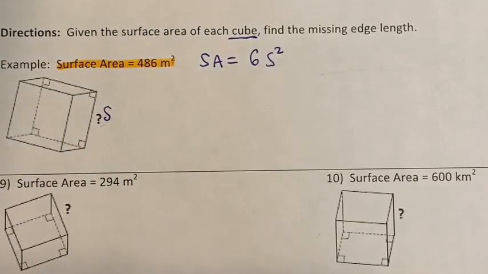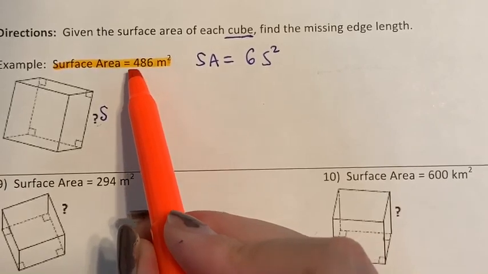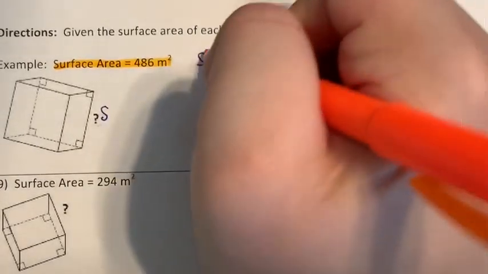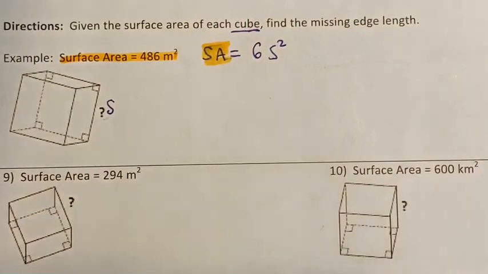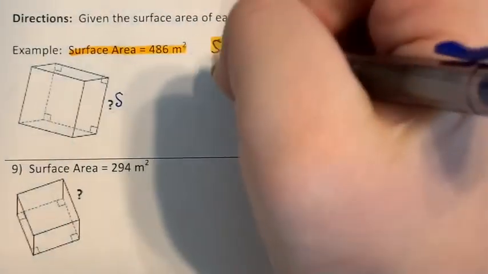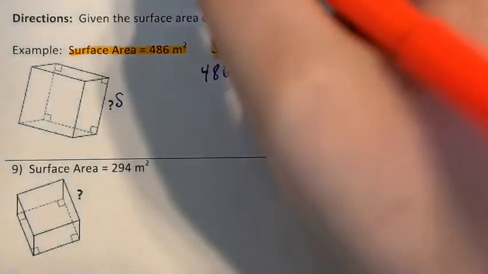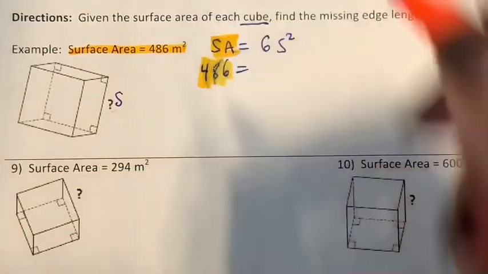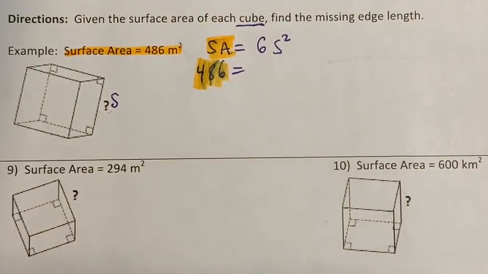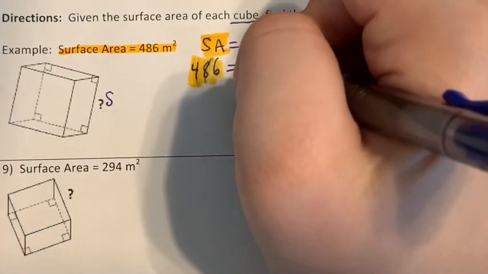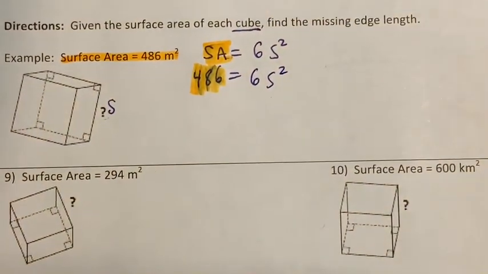The problem tells us that our surface area is 486 square meters. So that's what I can plug in for my surface area. So I'll go ahead and plug in 486 for the surface area. But besides that, I don't have anything else that I can plug in. The S is my variable, which is good because we can only have one variable here when we're solving.